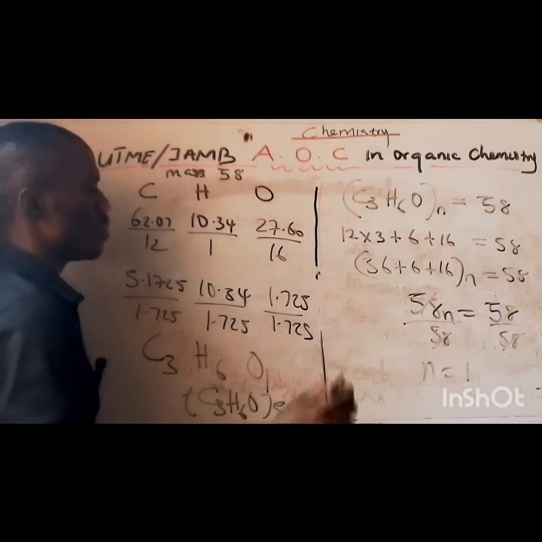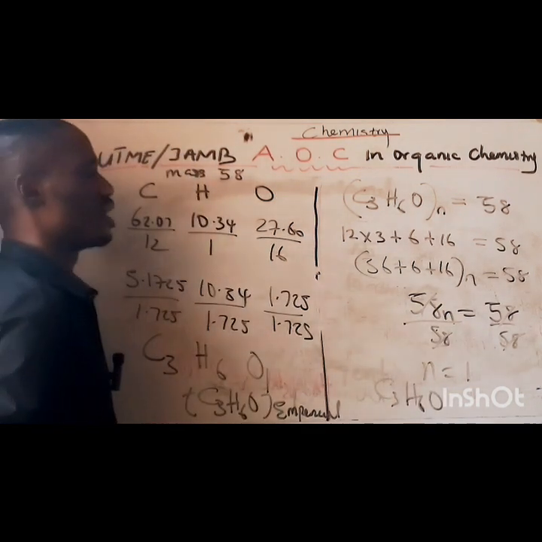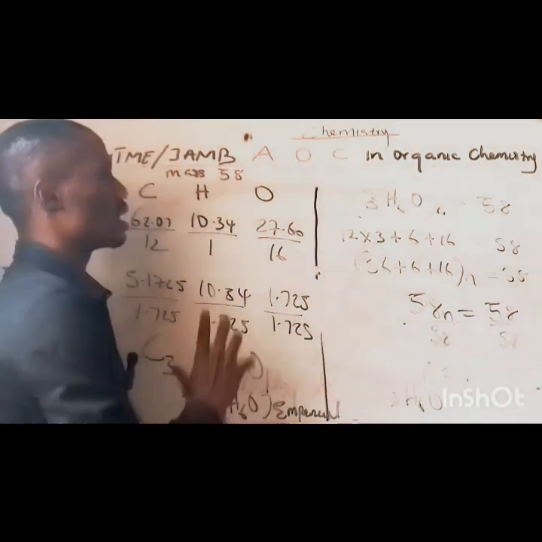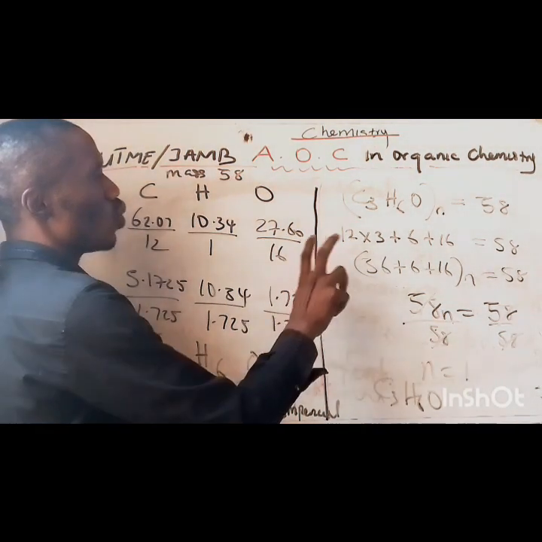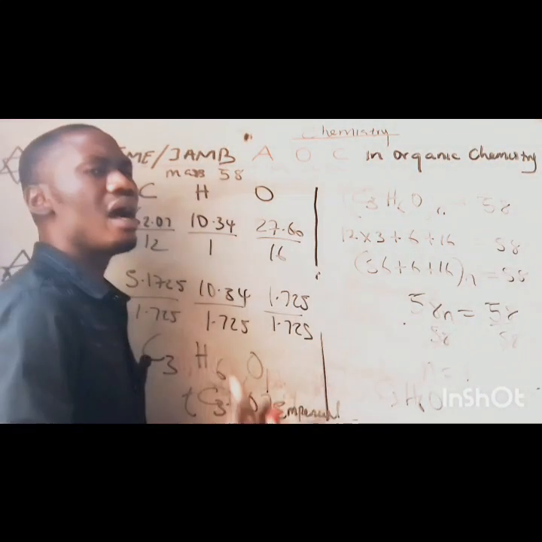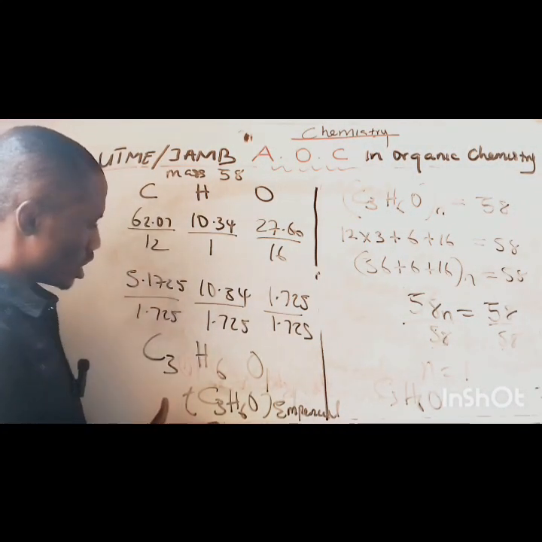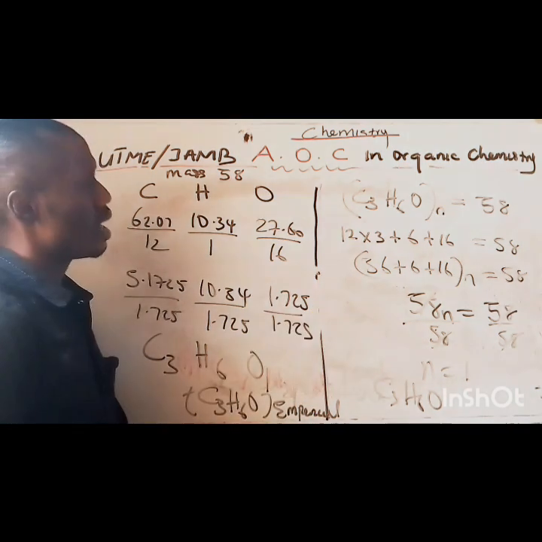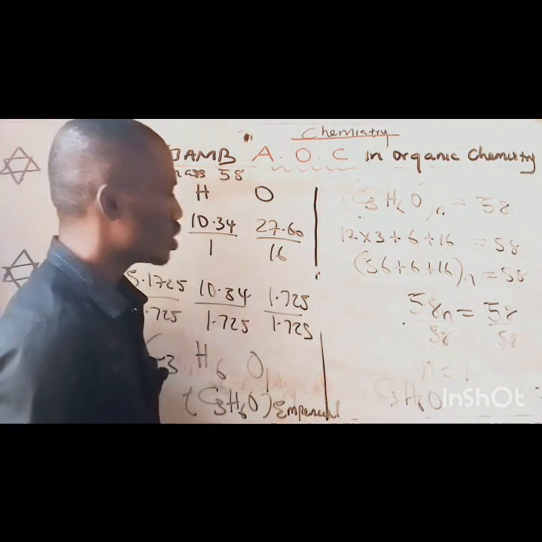The empirical formula and the molecular formula are still C3H6O. It's still the same thing. Now, this is just a formulated question. If you have a standard JAMB question, you will not have the same empirical formula and molecular formula. So having said that, I want to go back to what I did to make sure we did the right thing. That's the right thing. Correct. So this is what we have.